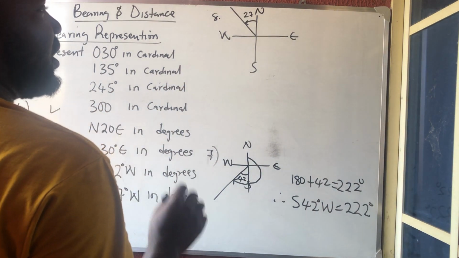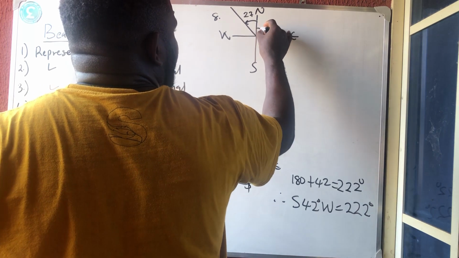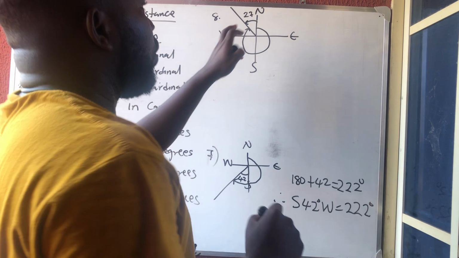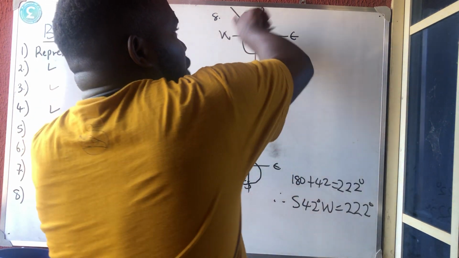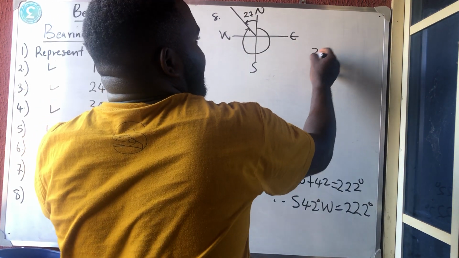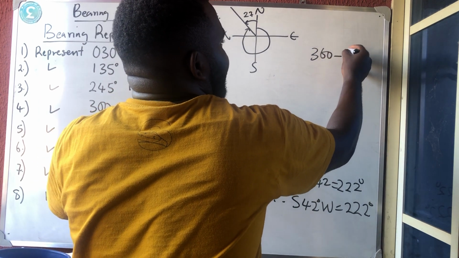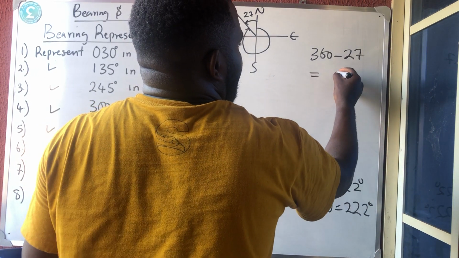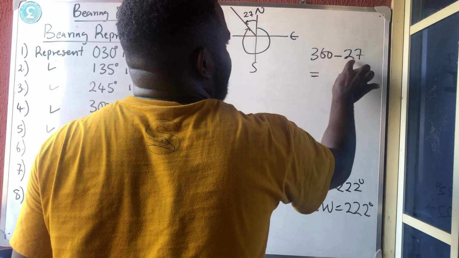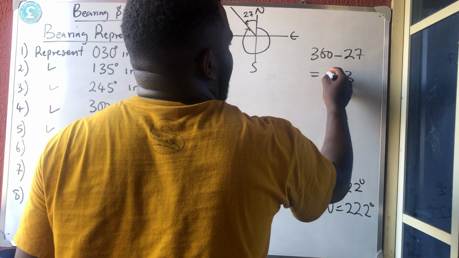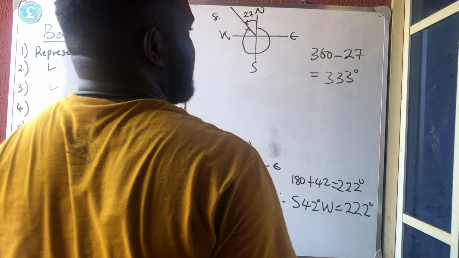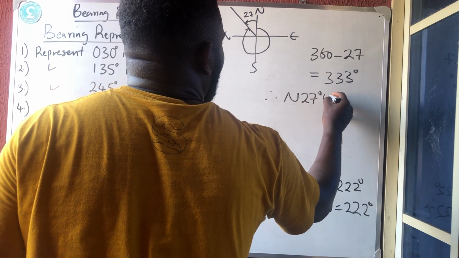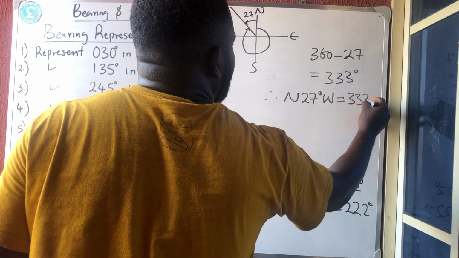But representing something in degrees, I must start from the north and move clockwise till I touch this line. So what is covered? Only 27 is not covered. But I know that the total circle is 360. So I can say 360, the total circle, minus the 27 that is not part of it. So what is now my answer? 333 degrees. Therefore, my north 27 degrees west is equal to 333 degrees.